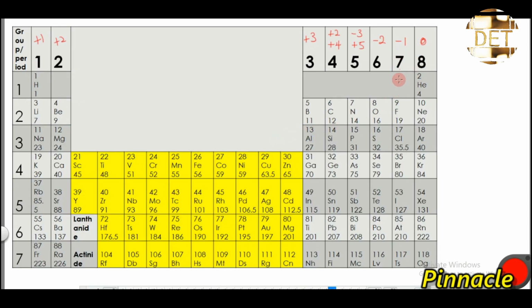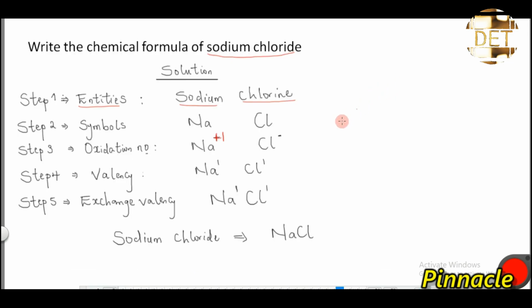The oxidation number of chlorine: chlorine is in group 7. This is fluorine, this is chlorine. So chlorine has an oxidation number of minus 1. If you decide to put the minus 1 there, you are correct. If you decide to put only minus there, you are correct.